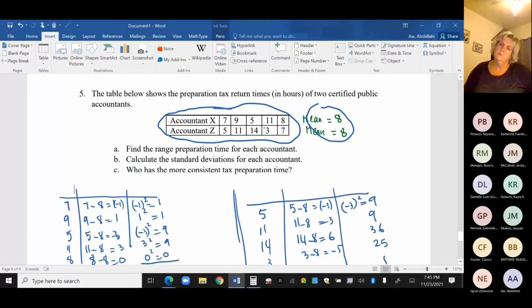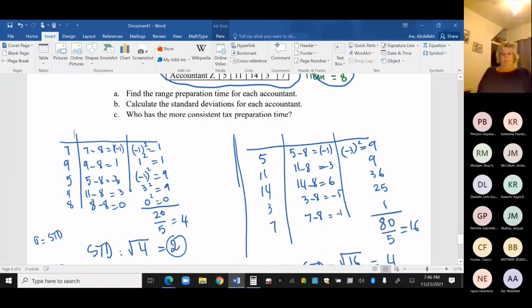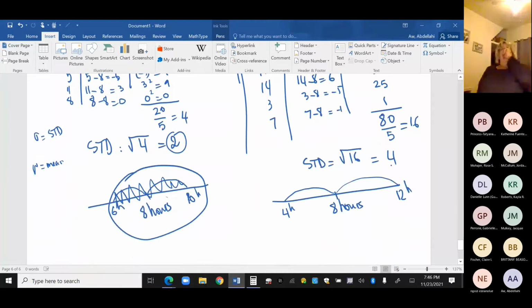If you just look with the naked eye, I see the first one has 7, 9, 5, 11, 8. But look at the second one. I have 14, I have 3, etc. But that is just my impression. When I do the standard deviation, it definitely tells me the whole thing. It tells me the first accountant is more consistent in preparation time.